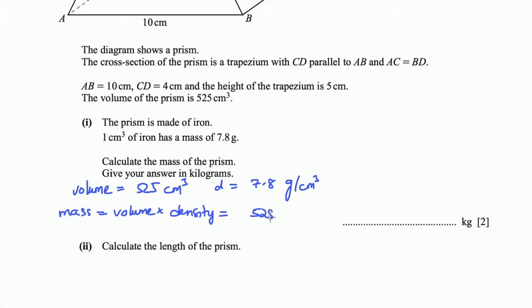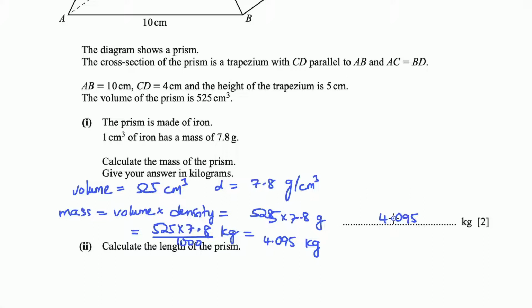So this would be equal to 525 into 7.8 in grams. But then I want it in kg. So this would be equal to 525 into 7.8 divided by 1000 in kg. And this value would be equal to 4.095 in kg. Okay. So this is the actual mass of the prism. Easy question because we have both the volume and the density. We could easily calculate the mass.